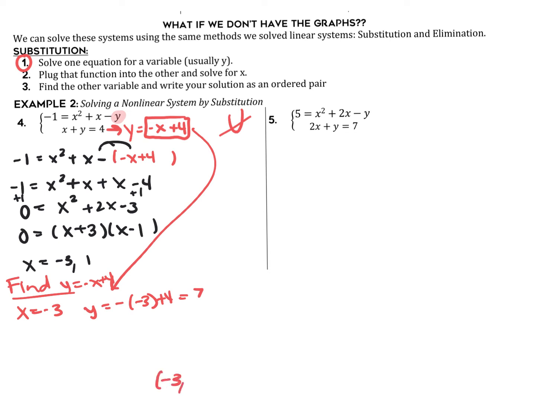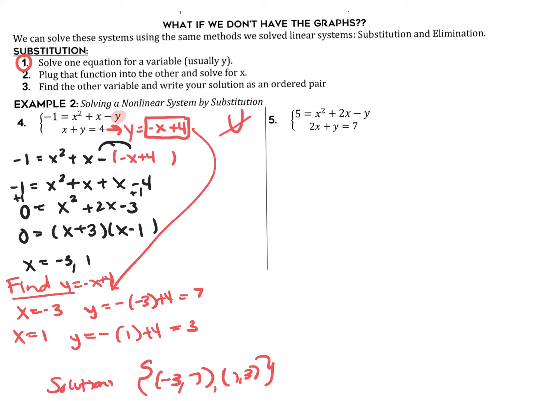So when x is -3, y is 7. When x is 1, y equals the opposite of 1 plus 4. -1 plus 4 is going to give me 3. So when x is 1, y is 3. So there we have our two solutions that we can write in set notation.